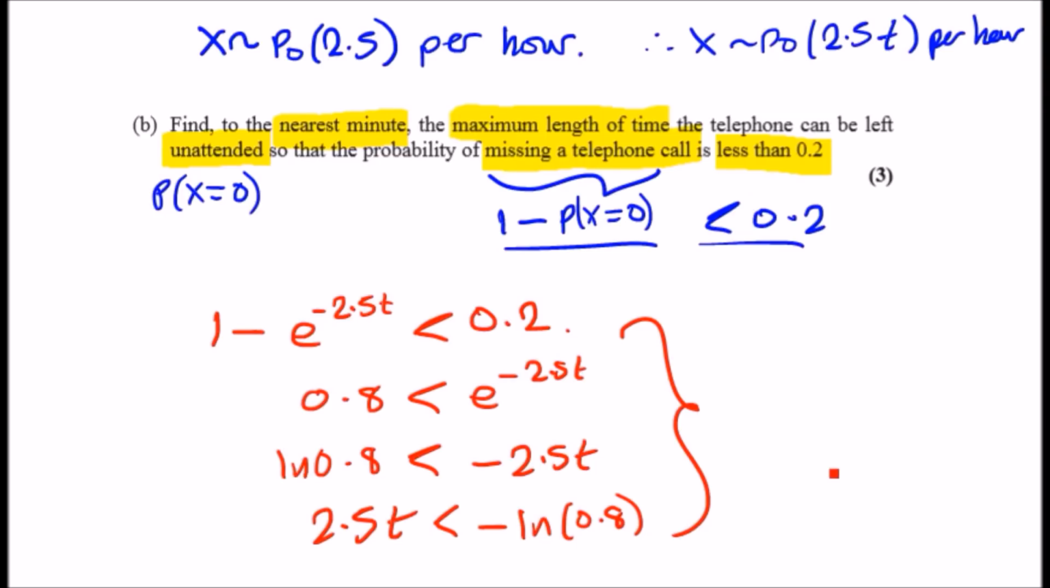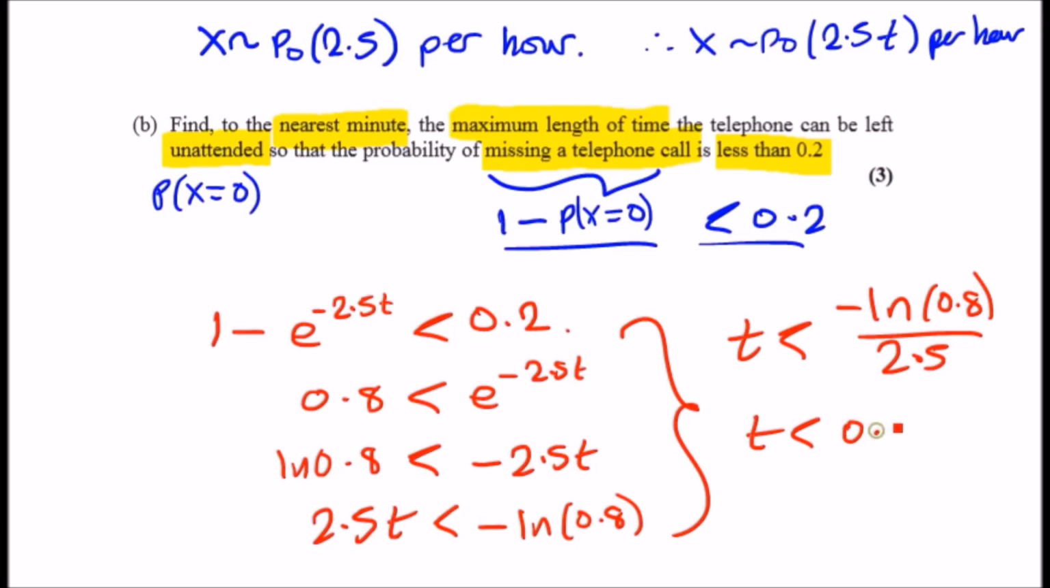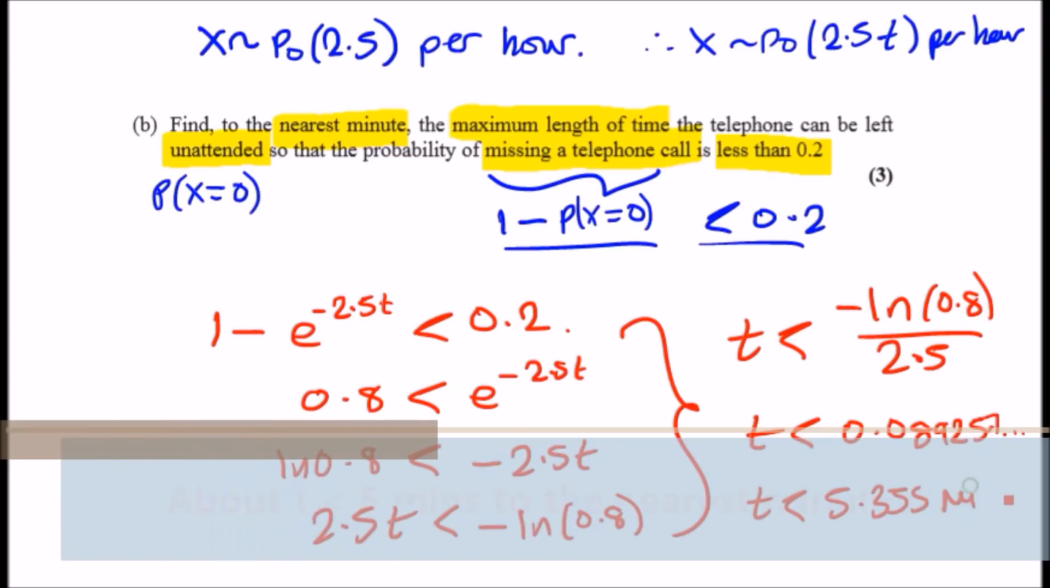And that's it. Now all you do is simply divide by 2.5 across, so you're going to have t is less than minus ln 0.8 over 2.5. Put this in a calculator and you should get 0.0892 hours, and to convert this to minutes, just times your result by 60 and you should get the time to be less than 5.355 minutes.